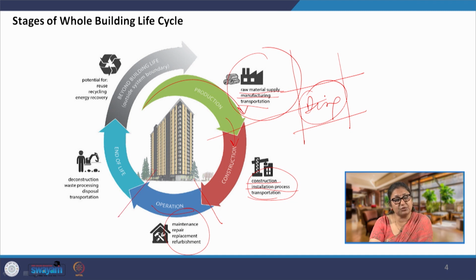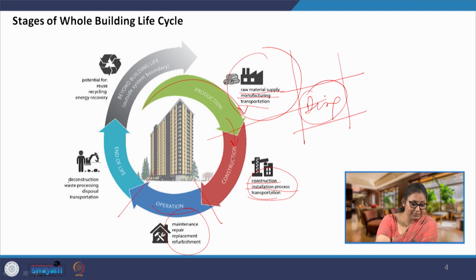Once the building has completed its entire service life, after that it is the end of life phase where the building may be demolished, it will be demolished. The material which can be reused or it can be put into processing, it can be recycled. So, that process will happen.